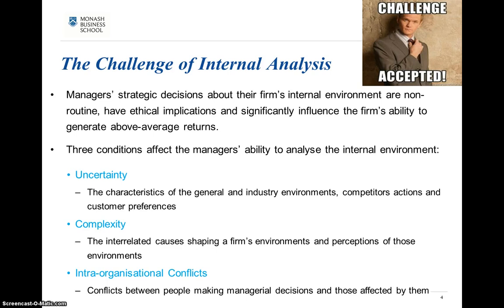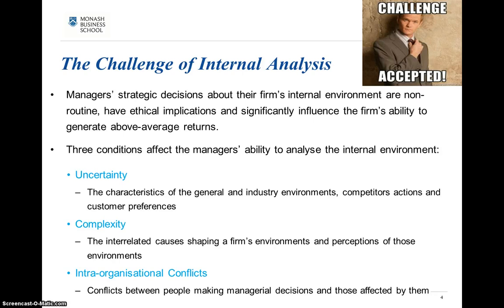There are three conditions in particular that will affect your ability as a manager to analyse the internal environment. The first is uncertainty, and what we tend to find is that the general and industry environments, which we're going to look at in more detail next week, as well as our competitors and customer preferences, make it difficult and quite uncertain when we try to assess the internal environment.